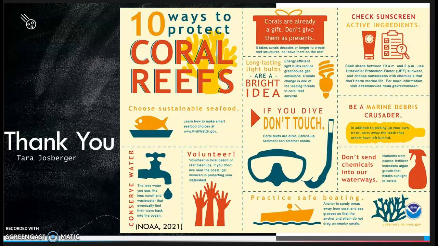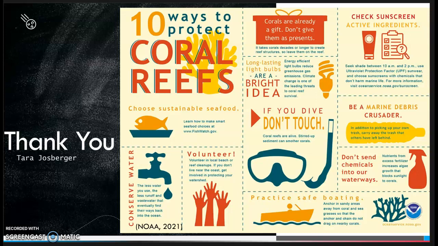And to kind of just go into that, I like to look at what we can do individually to kind of protect our coral reefs, as we know they are very vital to our global ecosystem. So 10 ways that you can protect your coral reef: choosing sustainable seafood, making smart seafood choices, volunteering if you live on the coast, or even if you don't. We know that our watersheds are all connected to our oceans, so volunteering in your local watershed. Conserving water, that's probably the biggest one that you can do every day. Conserving water at any chance that you can will benefit our coral reefs.